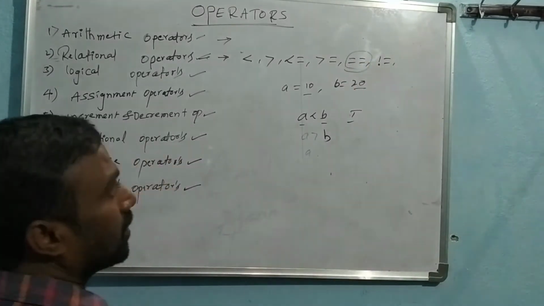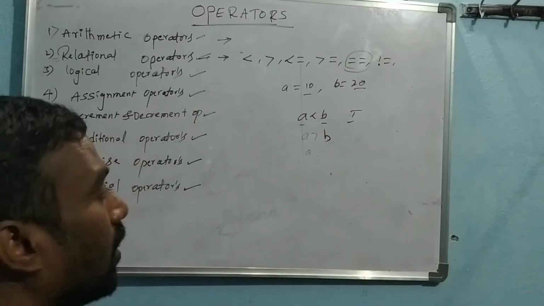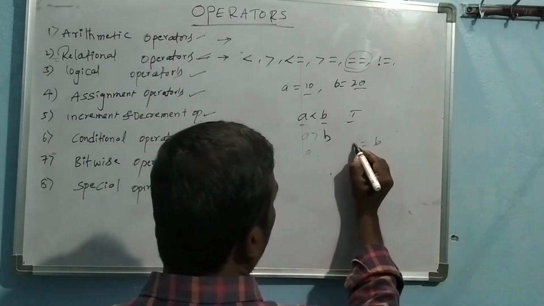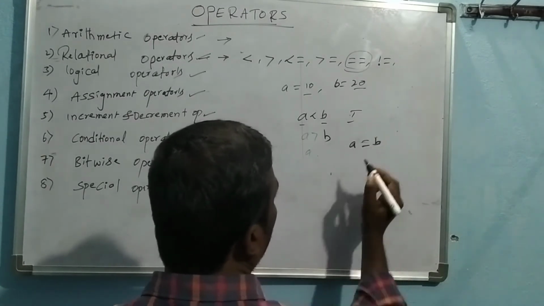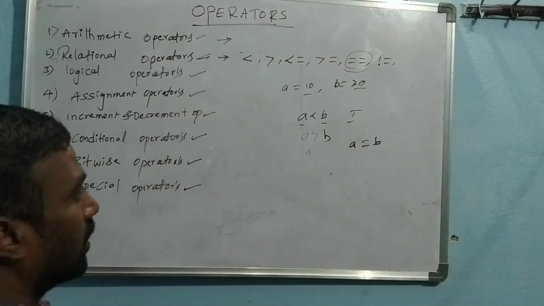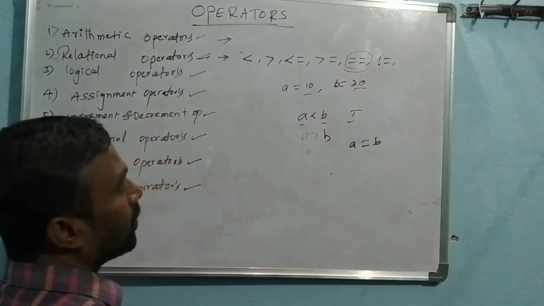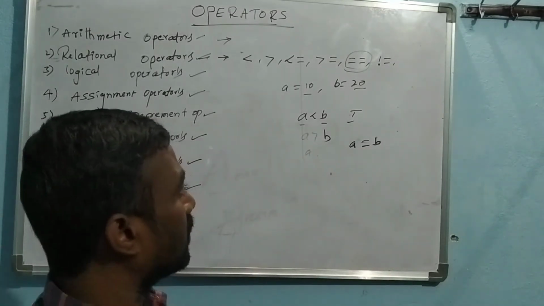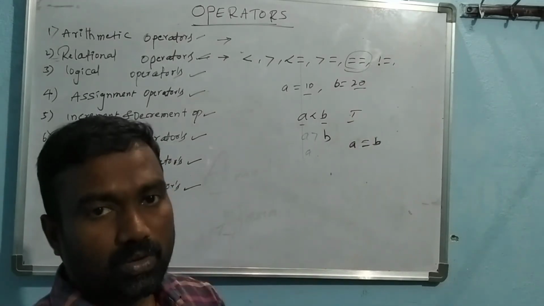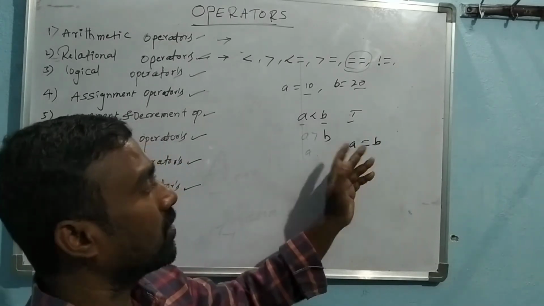In mathematics, what do we use for equal to? We use only A equal to B. This is mathematical information. But coming to our C programming, A equal to B does not mean A and B are equal. The B value is assigned to A. According to mathematics, A and B values are the same.